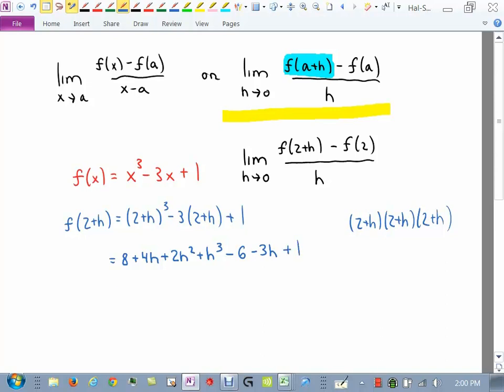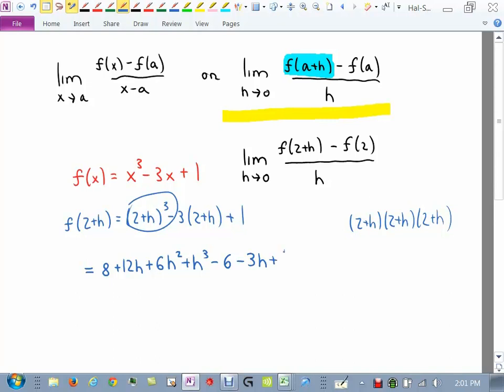Let's collect like terms together here. Let me see, I've got h cubed, put this in descending order, plus 2h squared, plus, you know what? I got a problem. Hold on. I expanded that wrong. Geez, it's just one of those days. Okay, 8 plus 12h, plus I forgot the 3 that I have to factor those by. Okay, so this becomes what I just wrote, and then minus 6, and then minus 3h plus 1. All right, that's what that is.